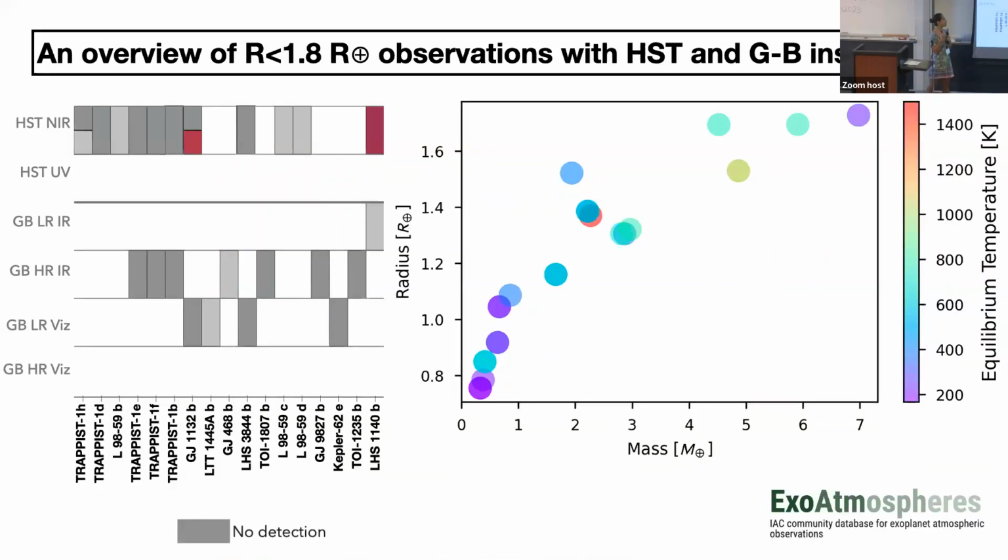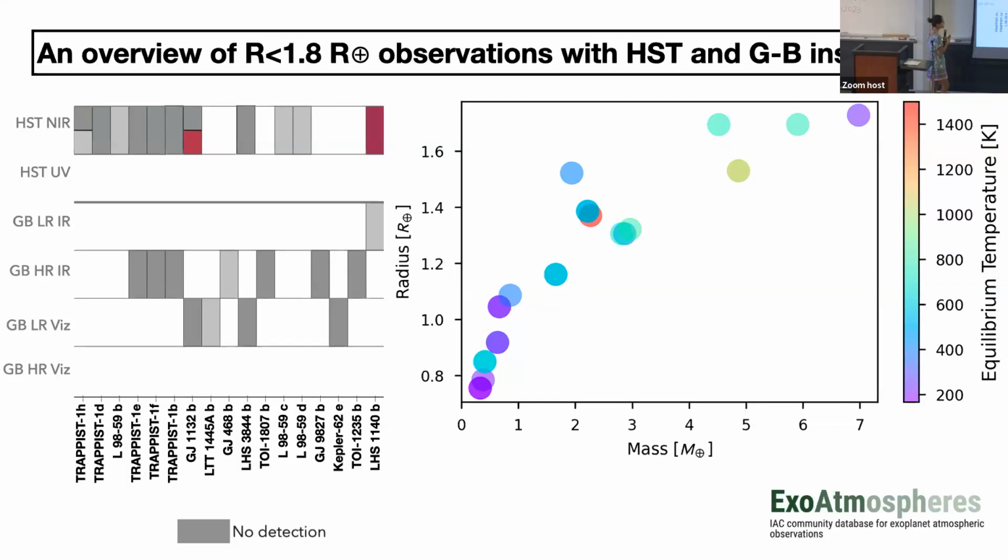So now here is a visualization, a zoom in, of all of the Hubble and ground-based observations that have been done of planets less than 1.8 Earth radii. And I'd like to give a plug to the IAC community database for exoplanet atmosphere observations, which I've used to make some of these visualizations. It's a really awesome resource that gives an overview of everything that's been done for exoplanet atmospheres, by the papers that have been published. And so you can play around with it and make really fun visualizations of all of the different discoveries that have been made for different planets. And so I highly encourage you to check it out.